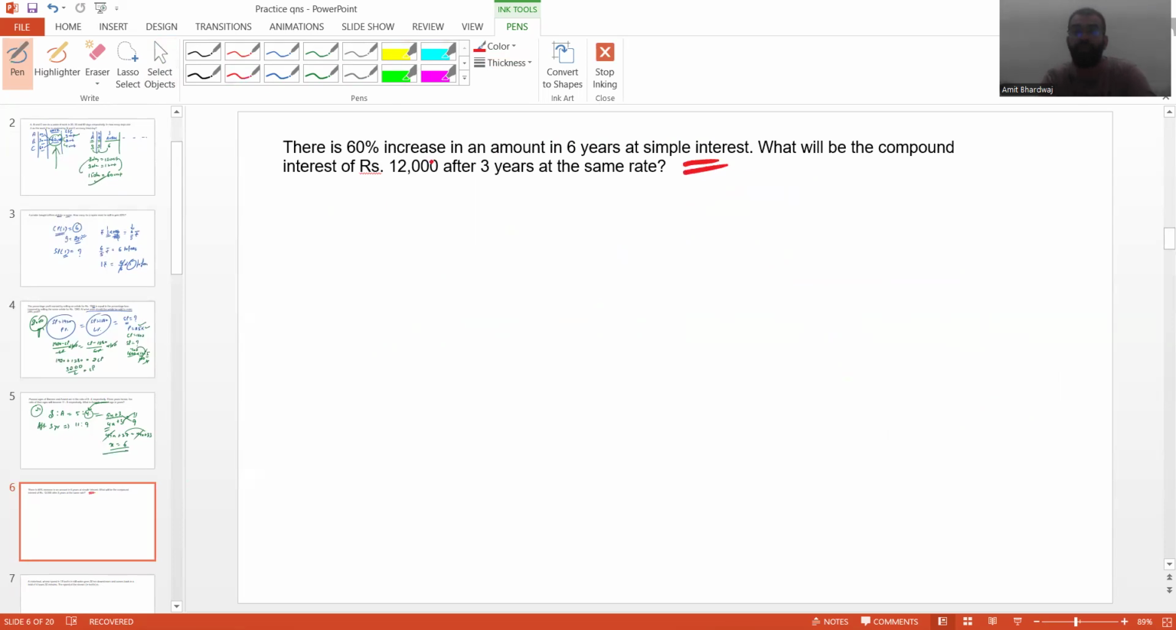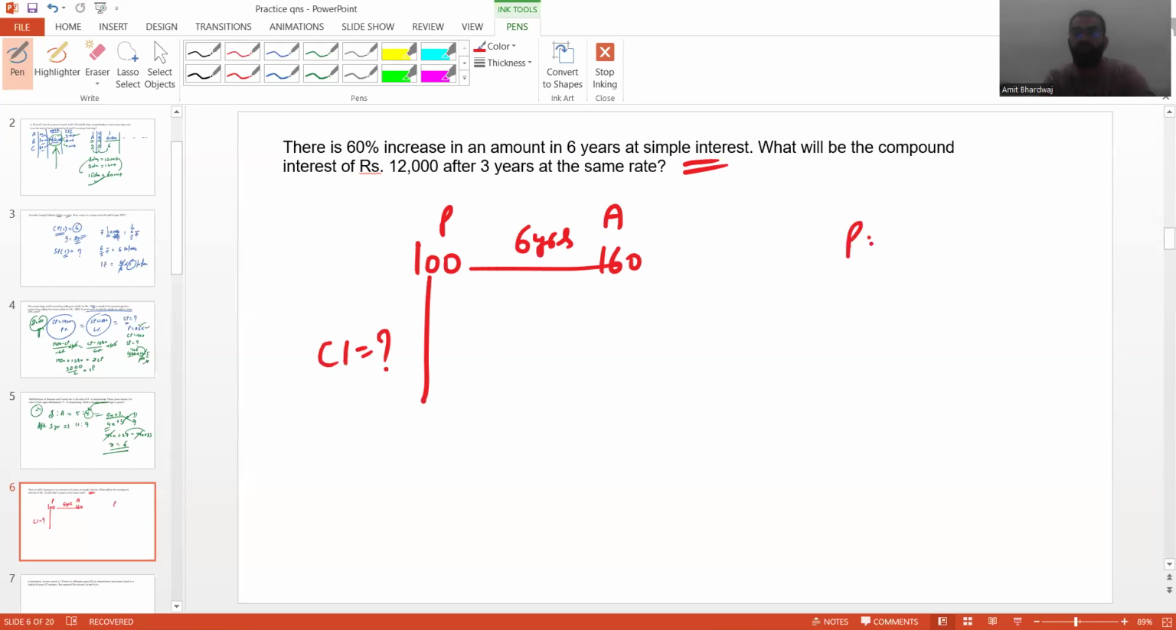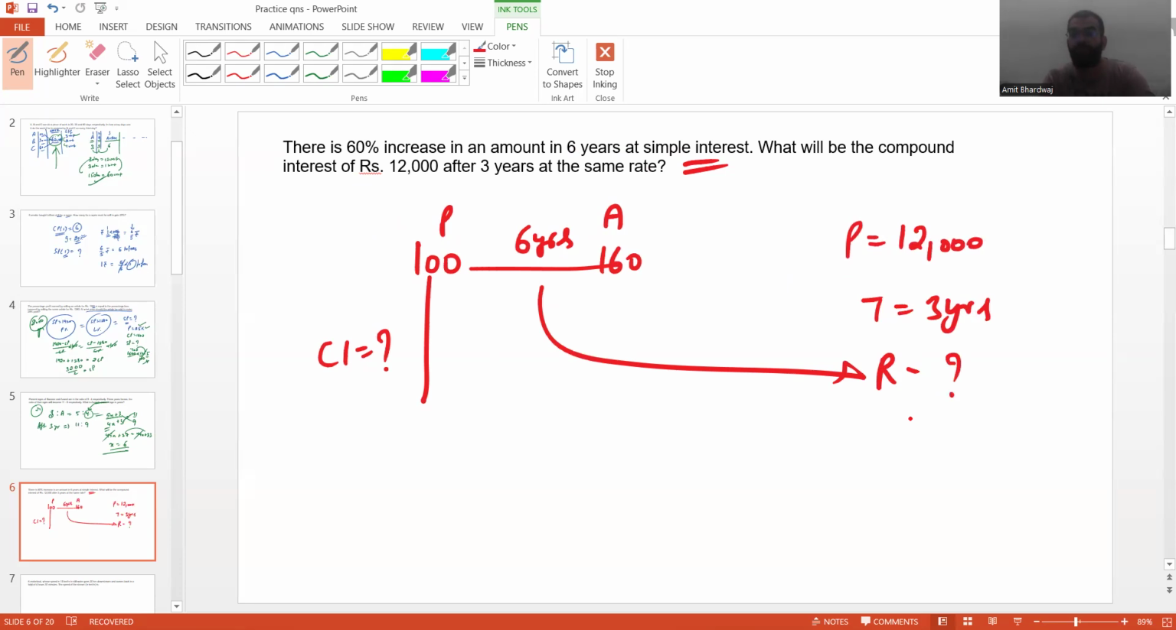Next question is from the simple interest. There is 60% increase in an amount in 6 years at simple interest. Means let's say initial is 100. Final amount will be 60% increase, 160, in how many years? 6 years. All right. So what will the compound interest? You need to find out what is the compound interest on rupees 12,000 in 3 years. Okay. At the same rate, the rate you are getting here, right? You need to find out compound interest in this case.